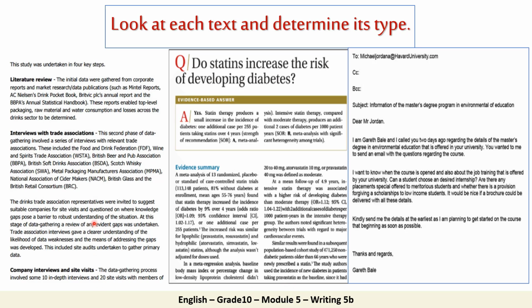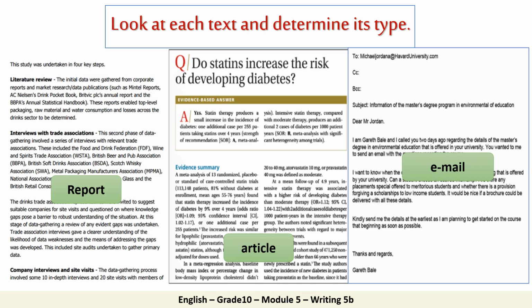For the first text, you can see that there is a heading for each paragraph, so we can call this a report. Excellent. How about this one? This one is super easy. You can find it in magazines, on the internet. We call this an article. Well done. And this one, you covered this previously. From the email address you find here, you can determine the type, which is an email. Well done.